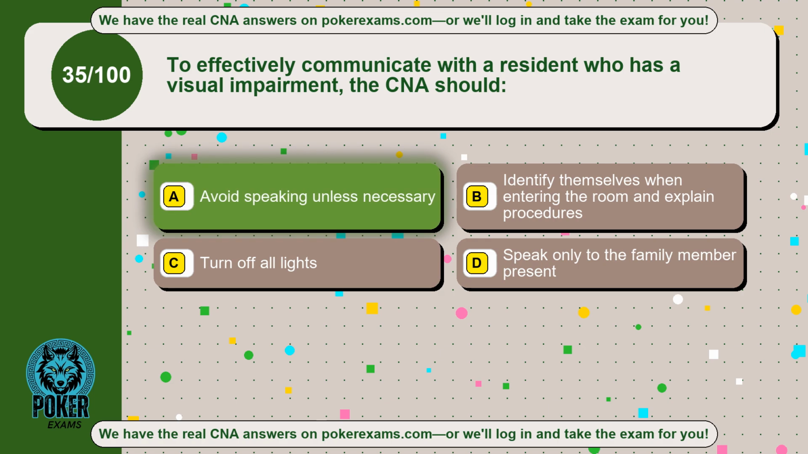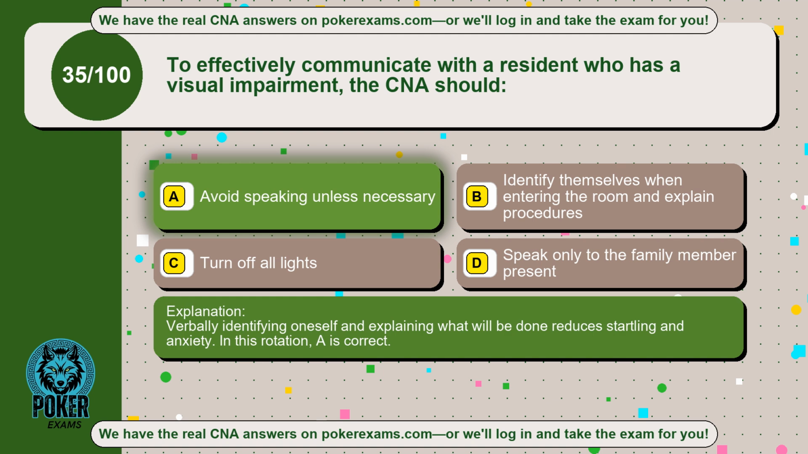The correct answer is option A. Avoid speaking unless necessary. Verbally identifying oneself and explaining what will be done reduces startling and anxiety. In this rotation, A is correct.